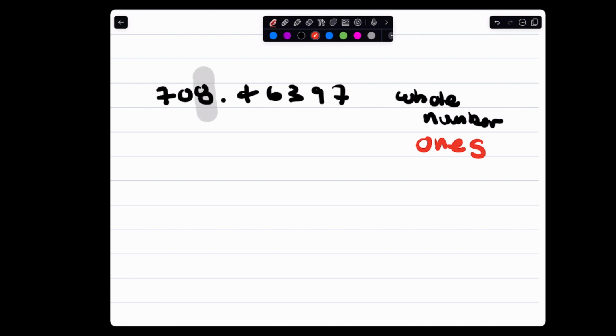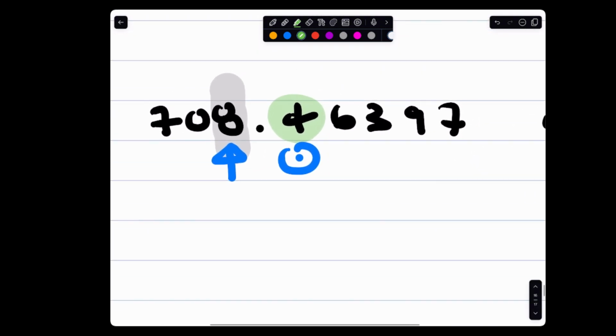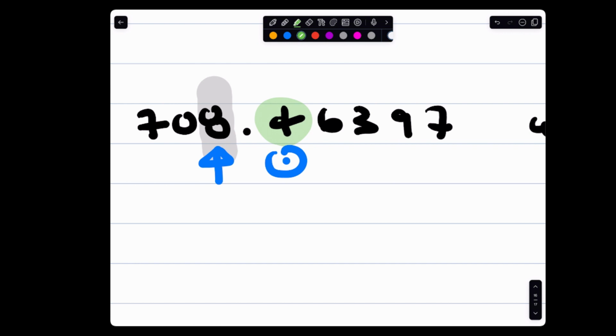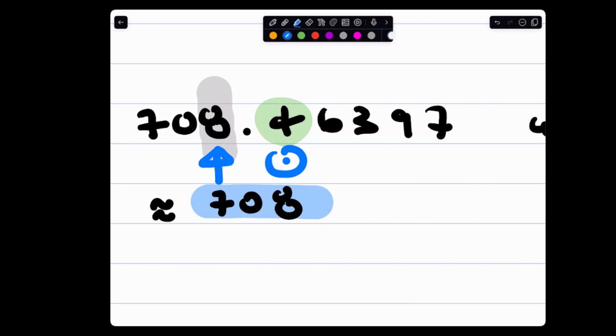8. Good. So I'm going to put my arrow under the 8. That's the digit in the ones position. You always look to the right, and you're going to use your green eye again, right? Because that digit's a 4. What happens now? What's this going to be? It stays the same. Okay, so this answer is going to be approximately 708.